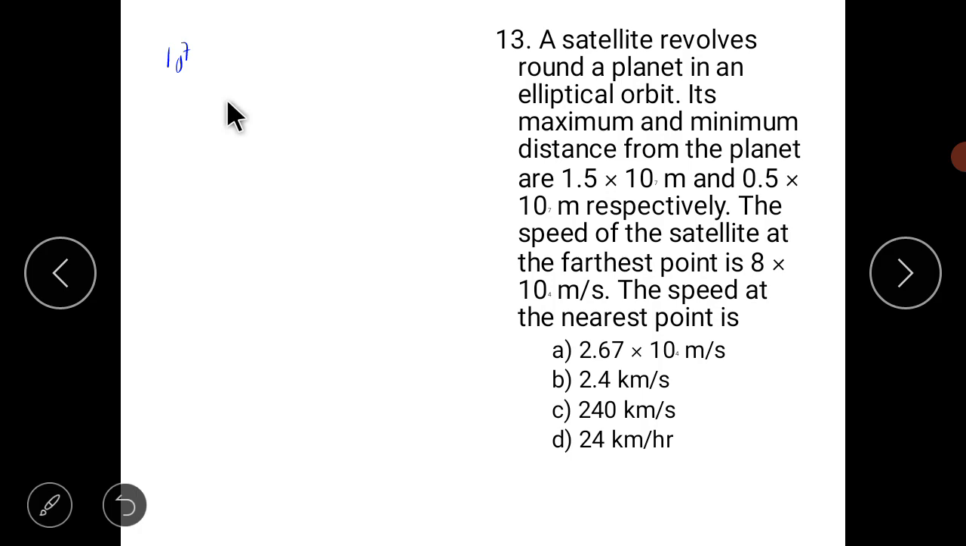Then the speed of the satellite at the farthest point is 8 into 10 to the power 4. The speed at the nearest point is? The first option is 10 to the power 4, and the other option is 2.67 into 10 to the power 4. So let us discuss the question.